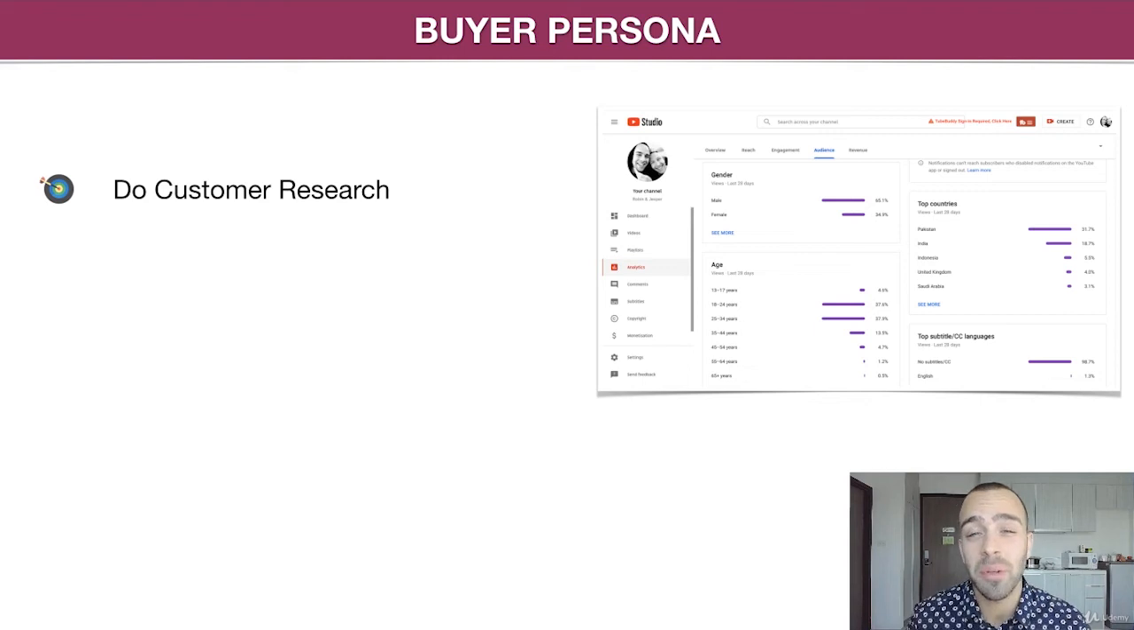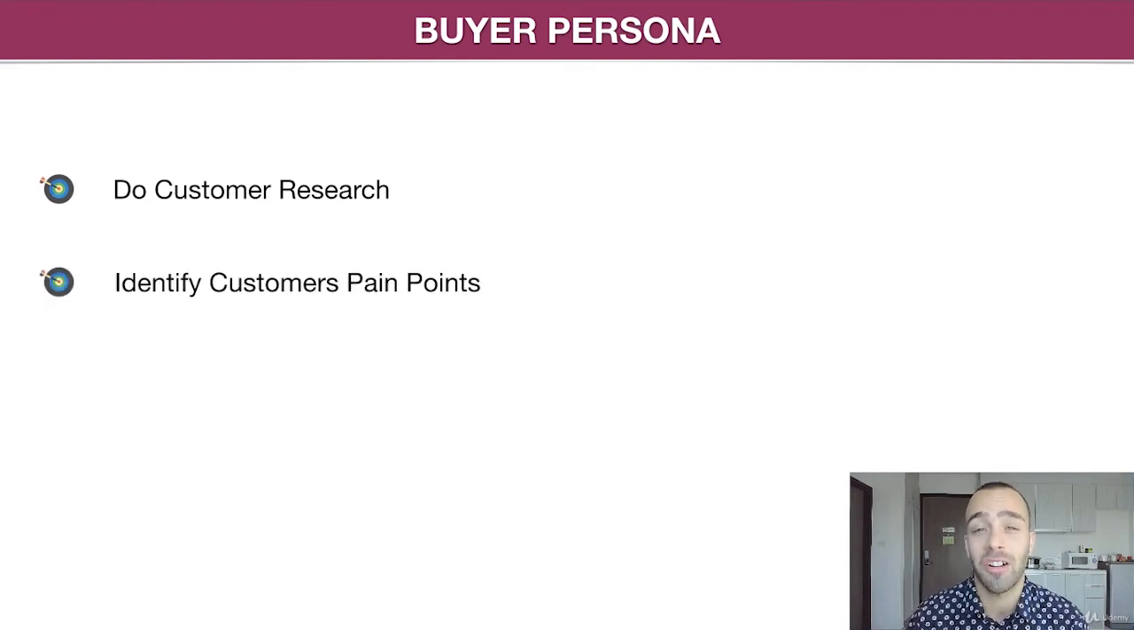Then the second thing we need to do to build out our buyer persona is to identify our customer's pain point with similar services or products that we are providing. What kind of problem do they have? If you were to buy a pair of sneakers, what are the most common pain points with buying sneakers?